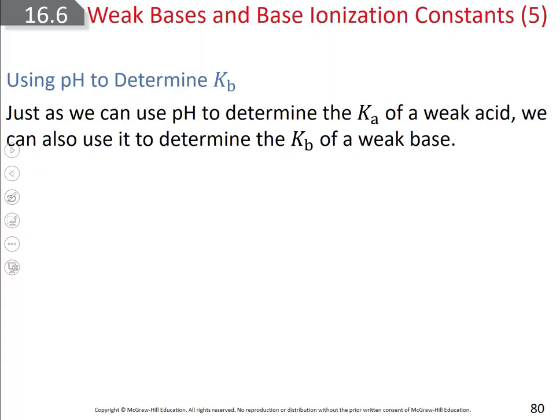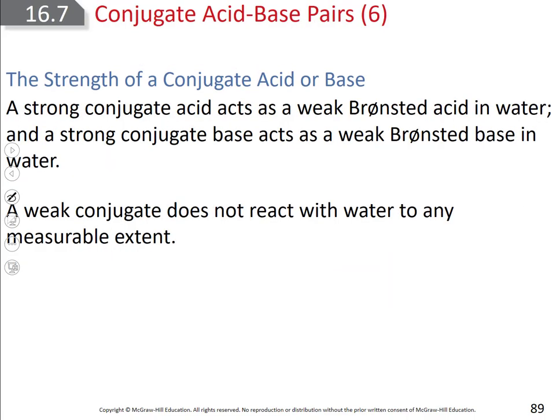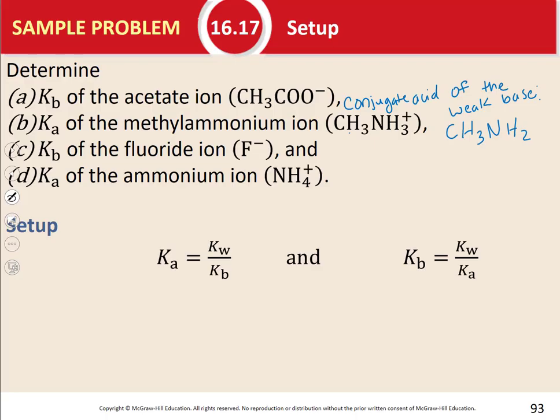So if that's the Kb of the base, no. What did I just say? 4.4 times 10 to the negative 4th is the Kb of methylamine. How would I find the Ka of the methyl ammonium?